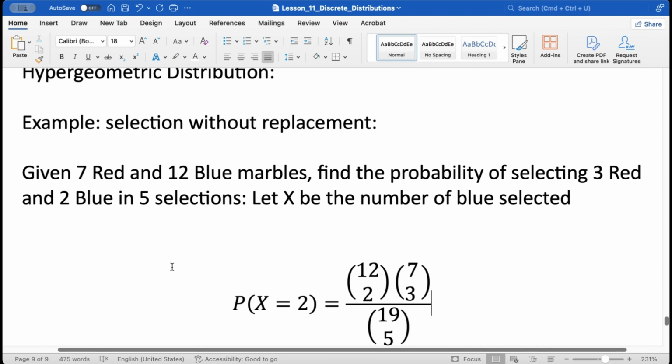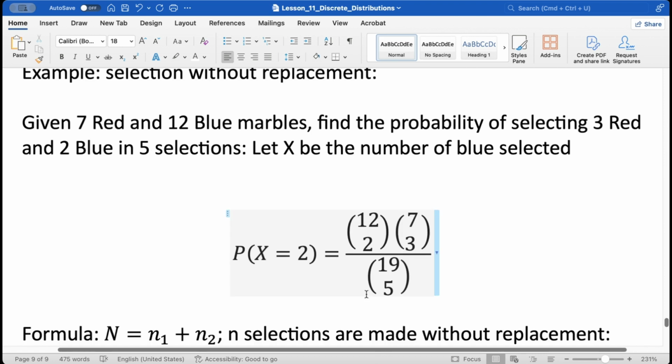So out of the 12 blue, we're going to select 2. So that's 12 choose 2. And then we're going to fail 3 times. And so that means selecting 3 from the 7 red. And then the denominator is the grand total. There were 19 total marbles, and we're making 5 selections. So that's 19 choose 5.